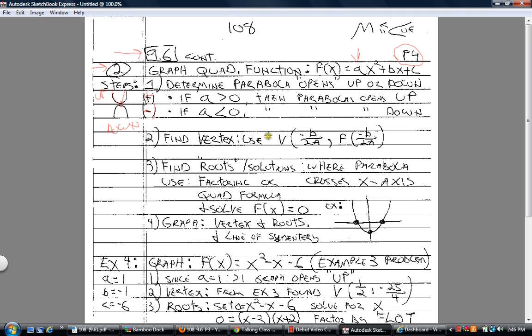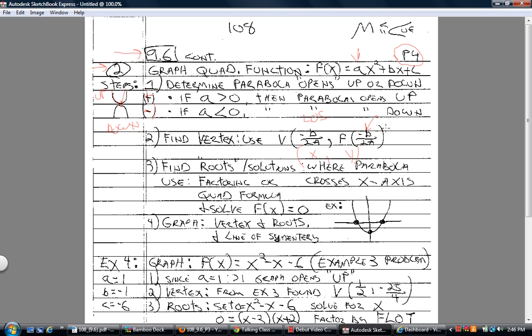So now you're going to find a vertex, and you know this drill. Line of symmetry, LOS, is the x coordinate of a vertex. Negative b divided by 2a. Find that value, take it, plug it into the f, whatever that value of x is, plug it into the function, get the output for y, and you've got your vertex.